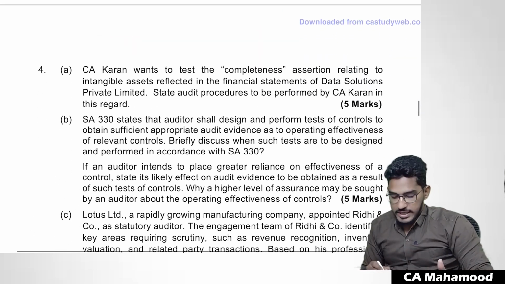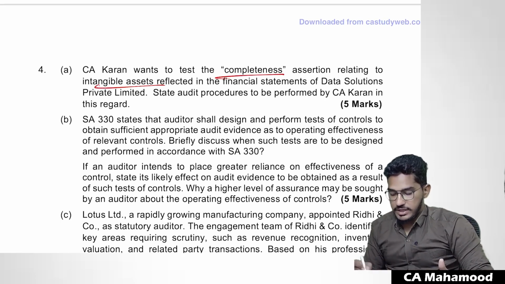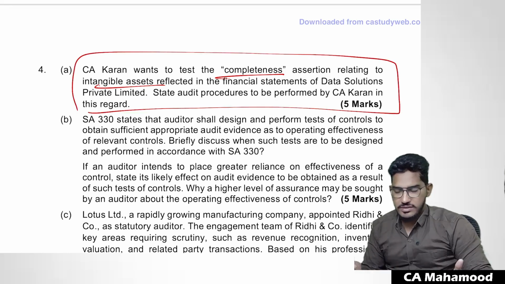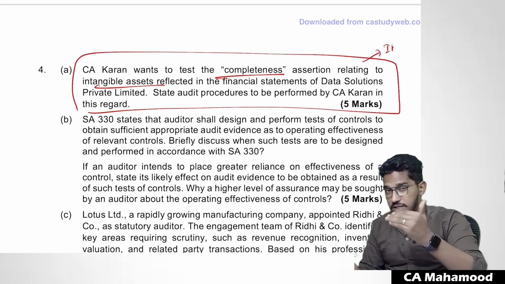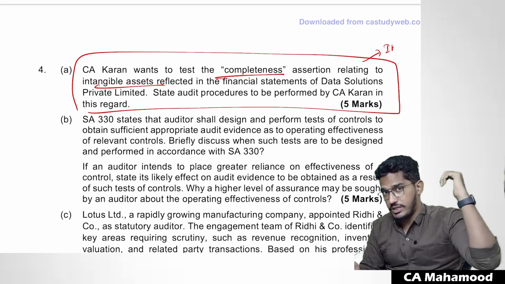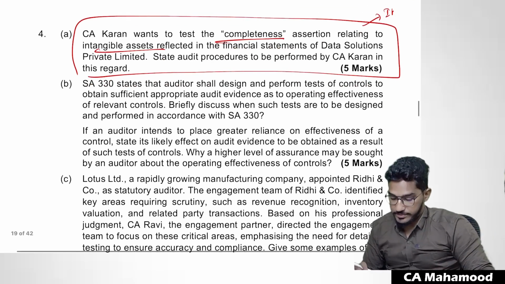Next. CA Karan wants to test the completeness assertion relating to intangible assets in the financial statements. Straight question: how do you verify completeness of intangible assets? This is from audit of items of the financial statements. You have to see the movement, whether additions are fulfilling the criteria given under AS 26 or not. So it is a direct question.